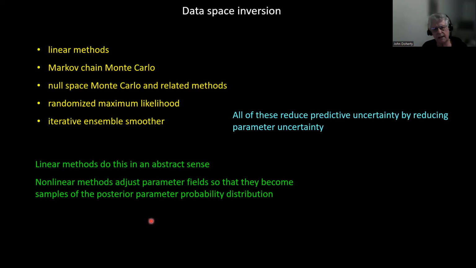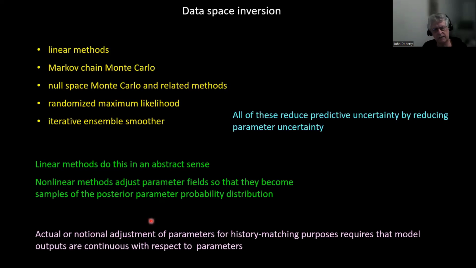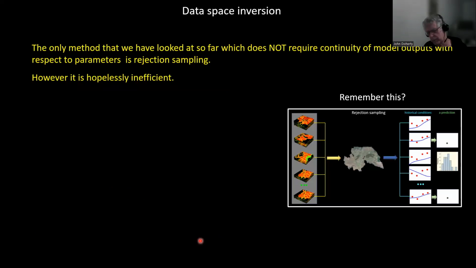Is there a way to bypass adjusting parameters? Well, the answer is that there is a way to do this, actually. But another thing I should point out is the fact that we notionally, at least, or actually have to adjust parameters to quantify and reduce the uncertainty of a prediction means that model outputs have to be continuous with respect to parameters. Now, the real world's not quite like that. We make the assumption, we get away with it most times.